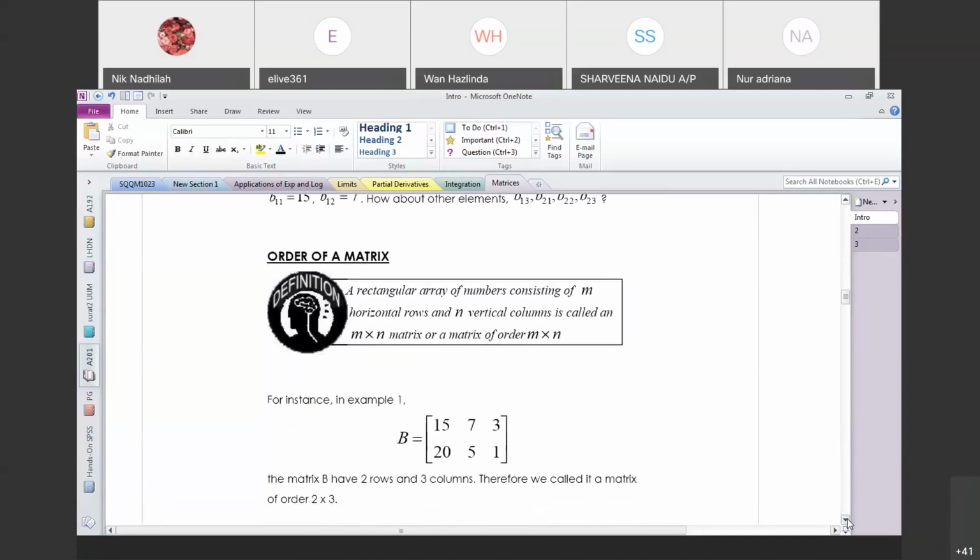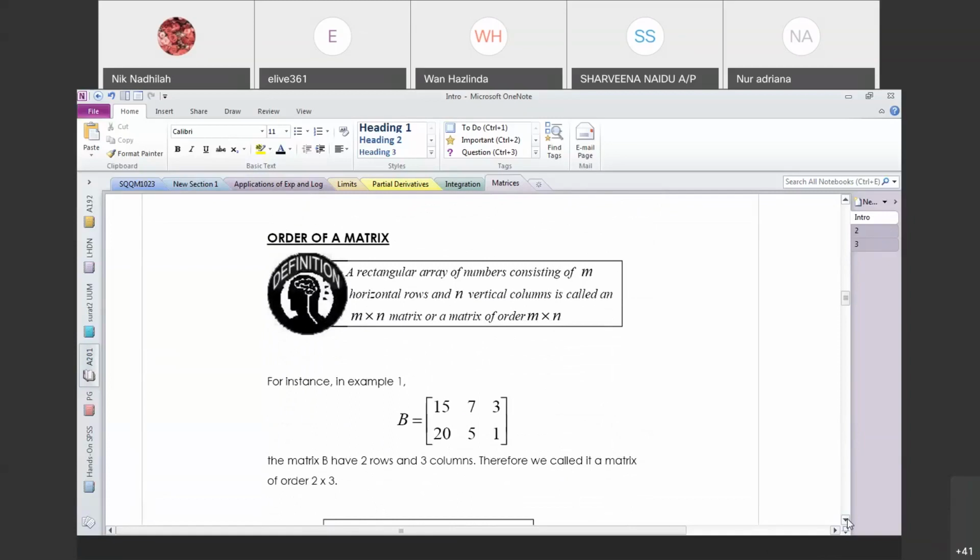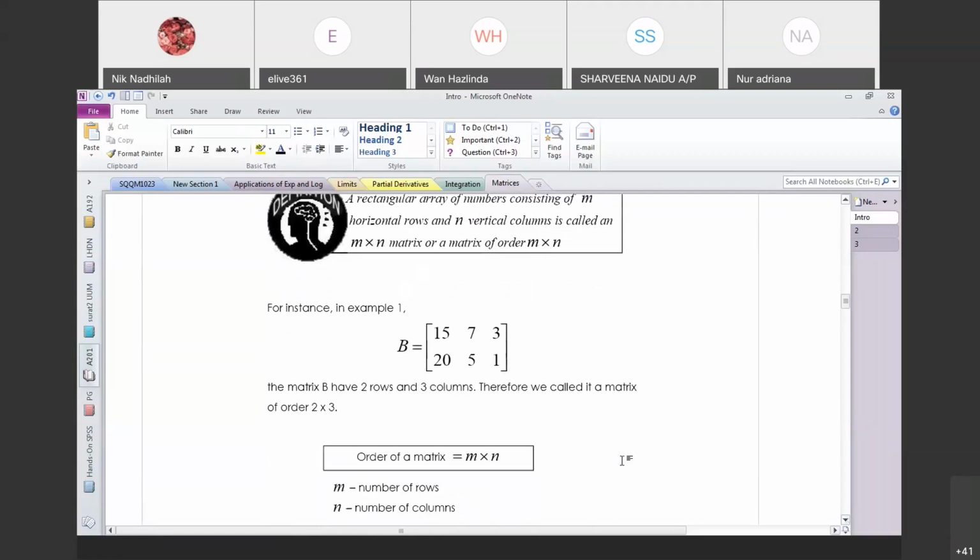Now let's look at how to determine the order of a matrix. Well, that's very simple. The order of the matrix is simply M times N. So M will always be the number of rows. So row first, column second. This is the order, not multiplication.